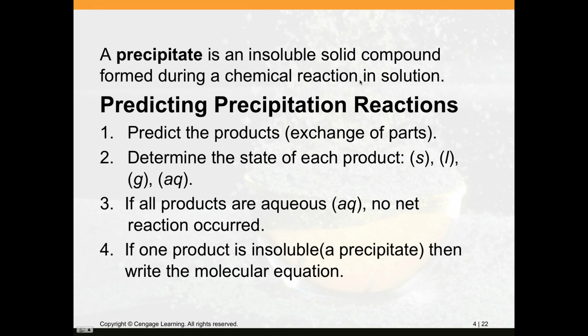So a precipitate, remember, is an insoluble solid compound that forms during a chemical reaction. In order to predict whether precipitation reactions will occur, we need to know if there's a solid forming. So first we have to predict the products of an exchange reaction by exchanging the ions. Then we look at the products and the solubility rules and ask, are any of those going to be solid or are they all going to be aqueous? If all the products are aqueous, then no reaction is going to happen because the ions basically stay separated, no change happens. If one of the products is insoluble, then we have a precipitate. And we start by writing the molecular equation.